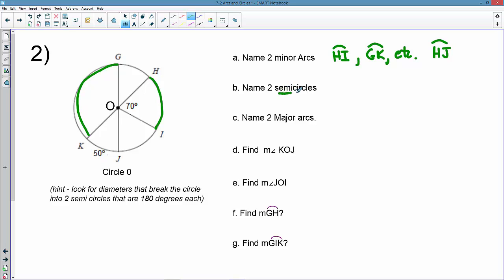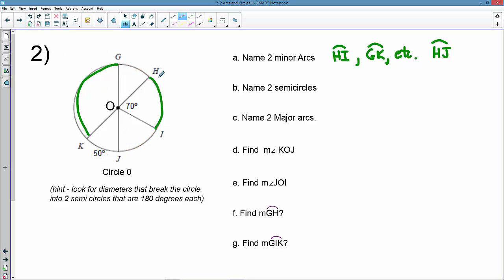Okay, name 2 semicircles. Well, semicircles are half circles, and remember, go look in the notes, they require that you use 3 letters, right? So there's a lot of semicircles in this picture, actually. There's one here, which is probably the most obvious one, okay?